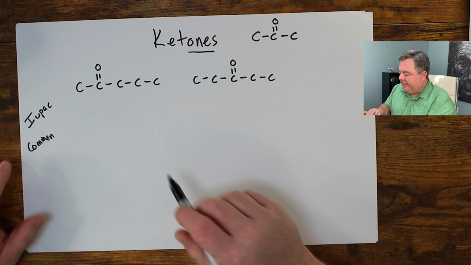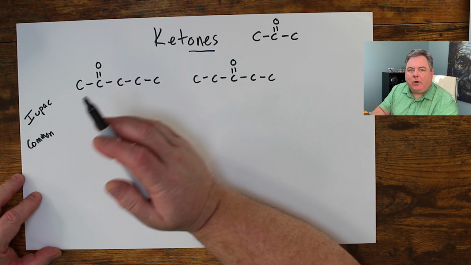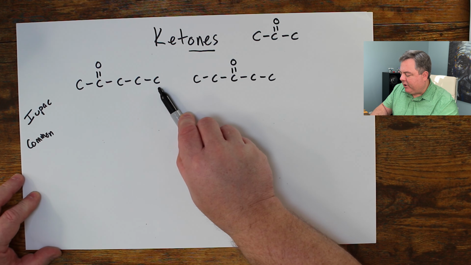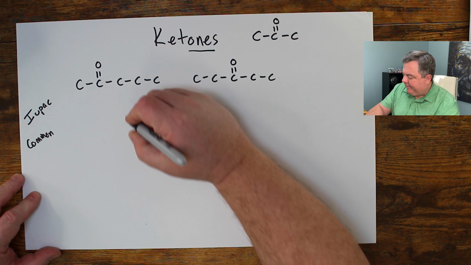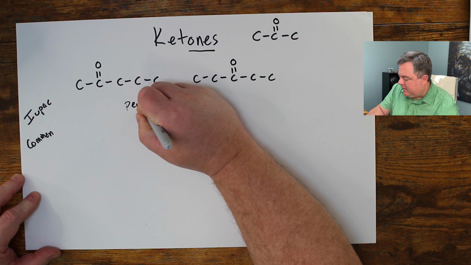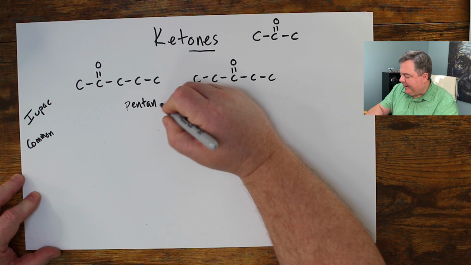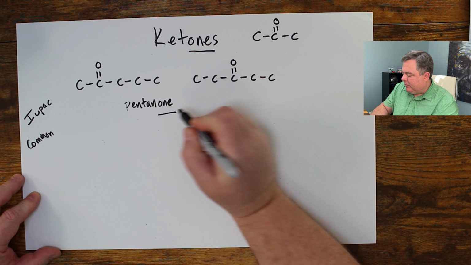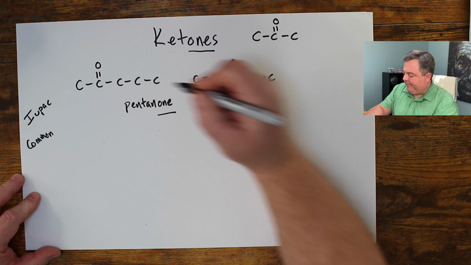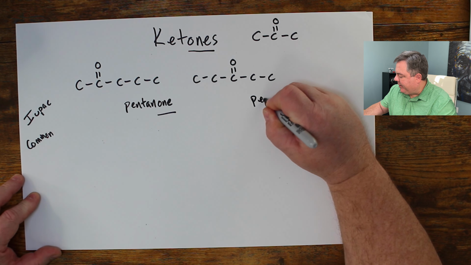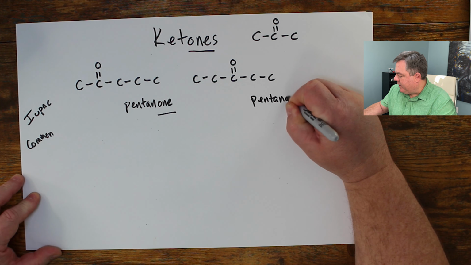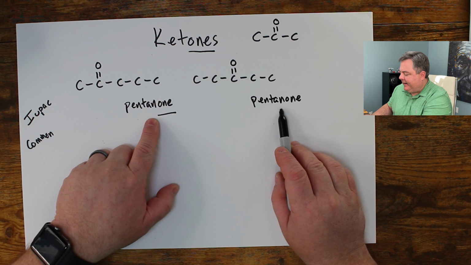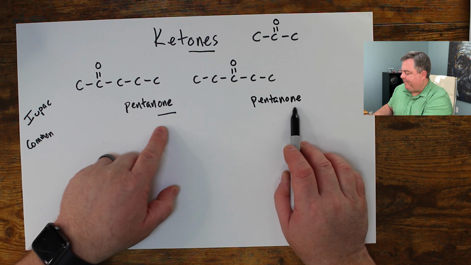So to name these, you count the longest base chain like we normally do. 1, 2, 3, 4, 5 carbons. So some kind of pentane, but we'll call it pentanone with the "-one" suffix because it's a ketone. And this is some sort of pentanone. So you take the pentane, remove the E ending, and add the "-one" suffix.